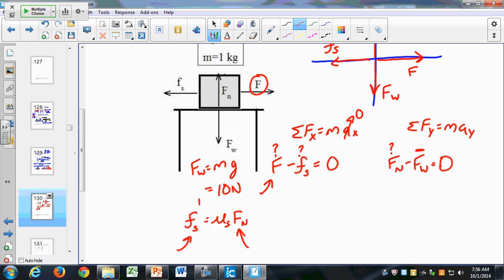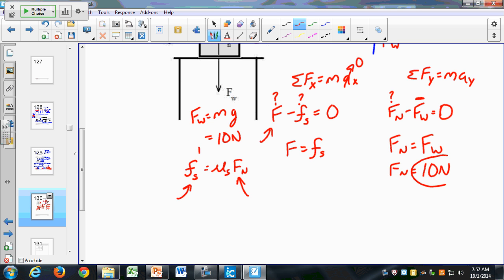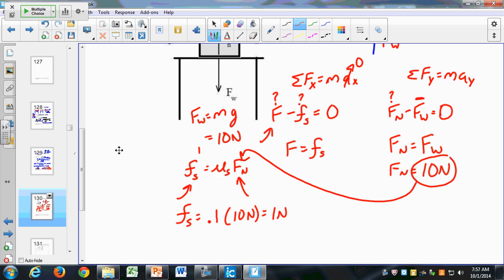and then I can find my force here. So solving these two equations, I have F is equal to Fs, and Fn is equal to Fw. Fn then is equal to 10 newtons. Then I can take this, and I find that Fs is equal to 0.1 times 10, which is equal to 1 newton. So that means that F is equal to 1 newton. And that's the final answer. So the maximum force that you can apply there is 1 newton.